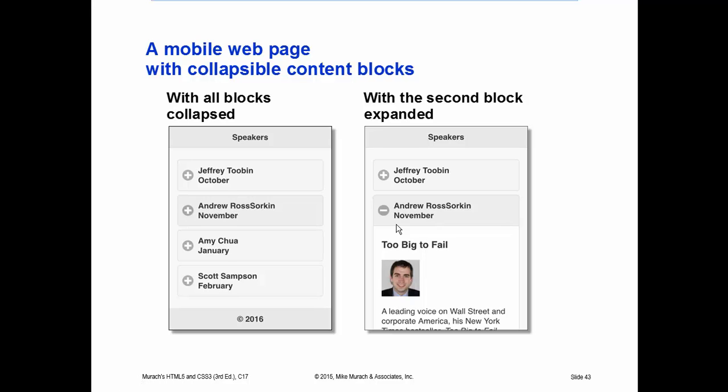To do that, you code a div element for each content block with a data role attribute set to collapsible. By default, then, each content block will be collapsed when the page is displayed. Within each div, you can code HTML for whatever content you want. You can have more than one collapsible content block expanded at the same time. jQuery automatically adds the pluses and the minuses for these.